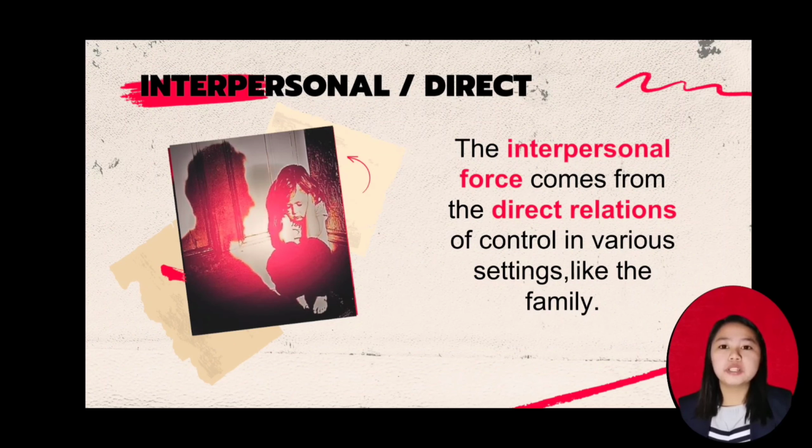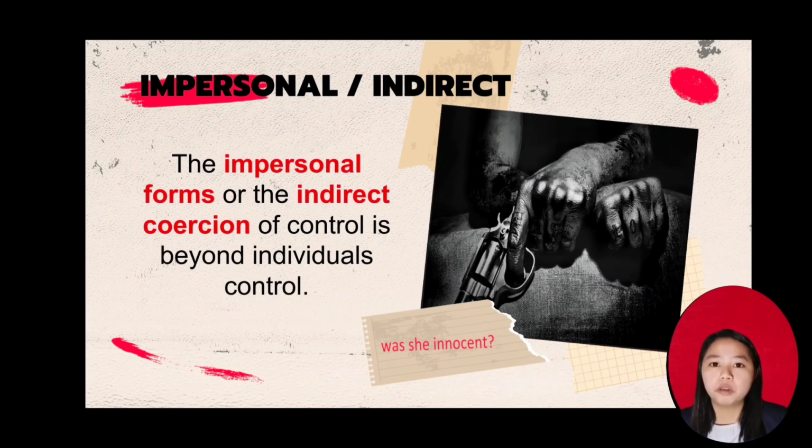The interpersonal force comes from the direct relations of control in various settings like the family. That's number one. In this type of micro-level coercion, threats of force are used for intimidation to comply with something, while the impersonal or indirect form of coercion is beyond individuals' control. This type of coercion can be experienced due to the economic and social pressures created by poverty or violence, and competition among groups. This also includes street gang rivalries. You can also include the bullying that happens in some schools.